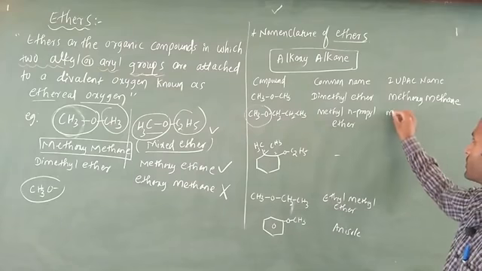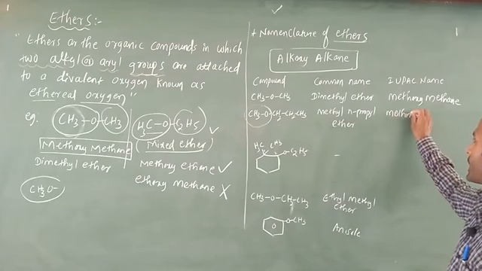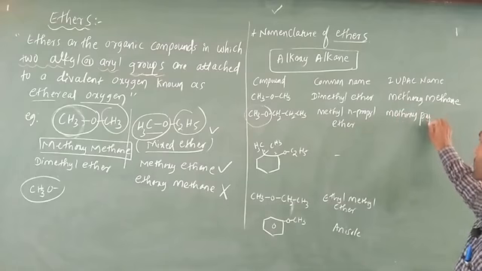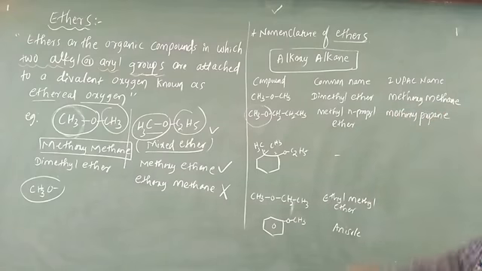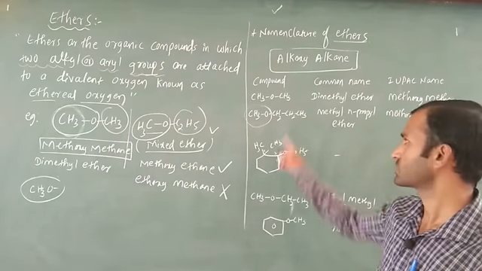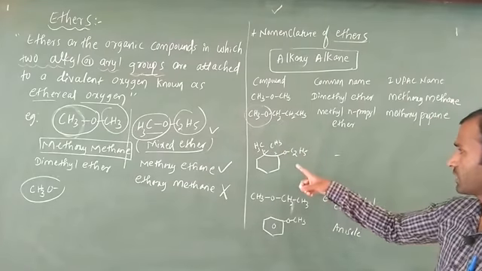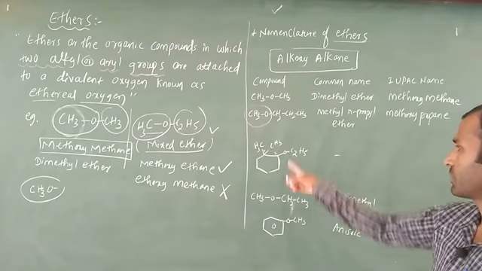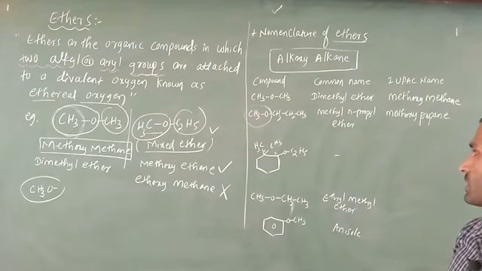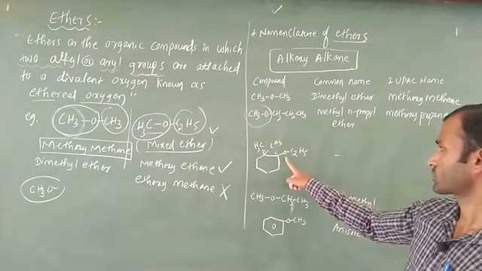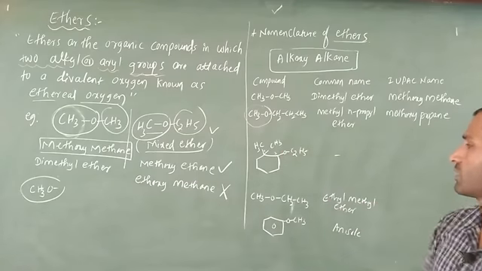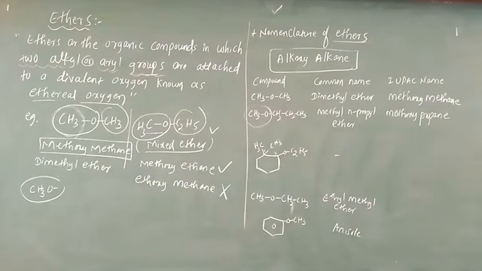IUPAC name is methoxypropane. Propane means 3 carbons, 1, 2, 3. Next, there is no common name for this one, but you have to consider IUPAC nomenclature. In this case C2H5 is attached to oxygen directly. This indicates ethoxy. E will come first.